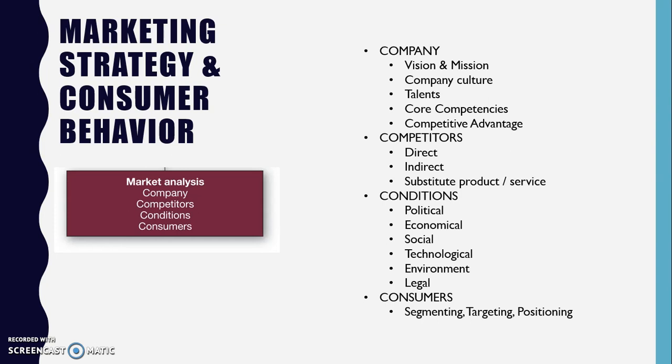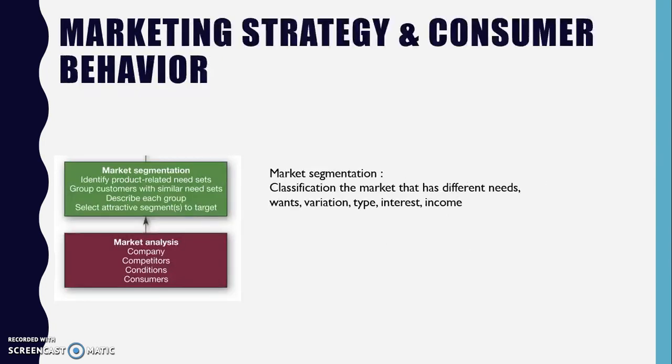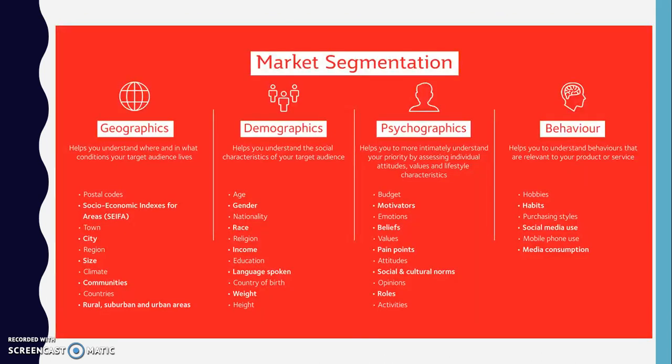If you talk about consumers, first thing first is segmenting, targeting, and positioning, and it will move to the second step, about market segmentation. If you talk about market segmentation, we classify the market. Classify by what? By 4 things. First is geographic, demographics, psychographics, and behavior.